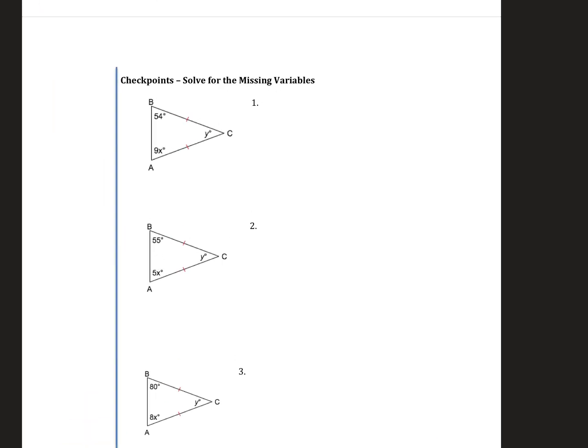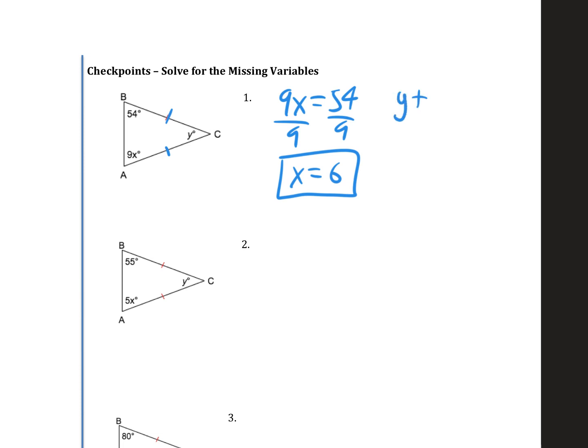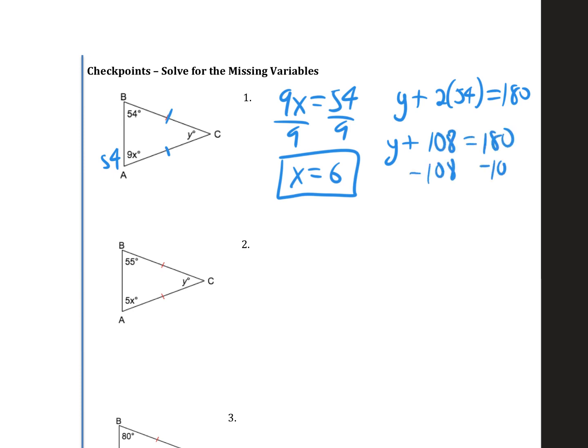Okay, here we go. So what do we have here? These are isosceles triangles again. So we know the base angles are congruent. What are the base angles? 9x is equal to 54. So if we divide by 9, we get x equals 6. And we know that all the angles inside are going to add up to 180. So we can do y plus, these are both 54, so 2 times 54 equals 180. So y plus 108 equals 180. Subtract 108. y equals 72.